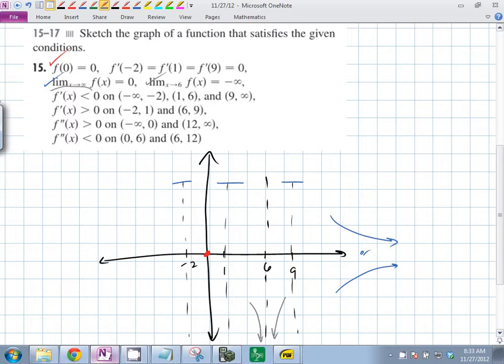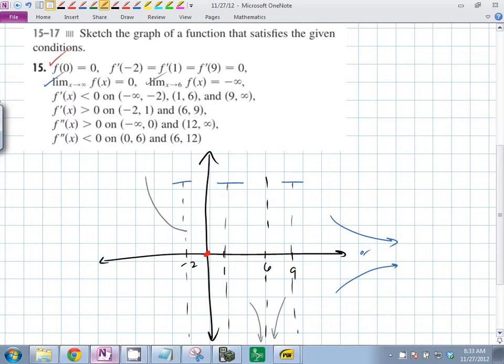The derivative is negative when x is less than 0? Oh, sorry. The derivative is negative from negative infinity to negative 2. So what's going on? What does a negative derivative mean? It's decreasing. So it's decreasing all the way to what? Negative 2. It's decreasing all the way to negative 2. So let's decrease this thing all the way to negative 2. But what happens at negative 2?